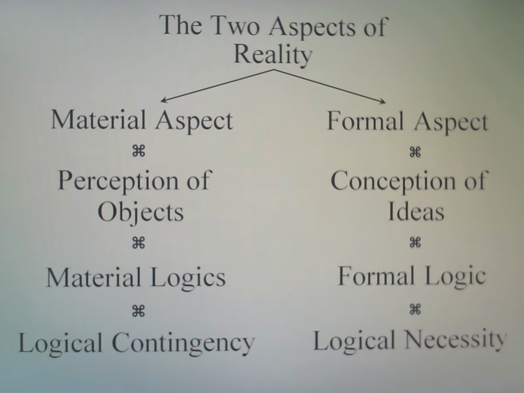The material logics are said to deliver what we call logical contingency, which is to say that the inferences we draw, when we use the material logics, the truth or falsity of them is contingent upon the situation in the material world. We are describing the material world. And so the truth or falsity of our inferences will, of course, be dependent or contingent upon that.